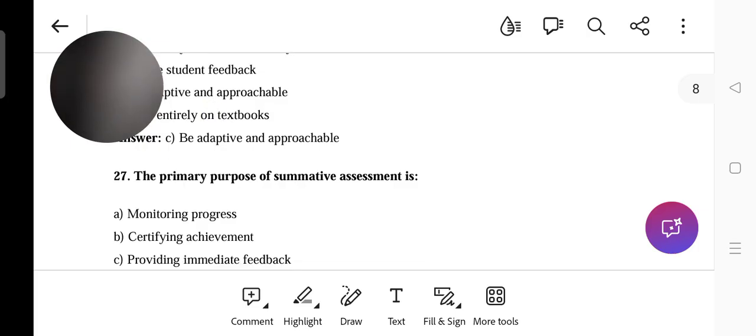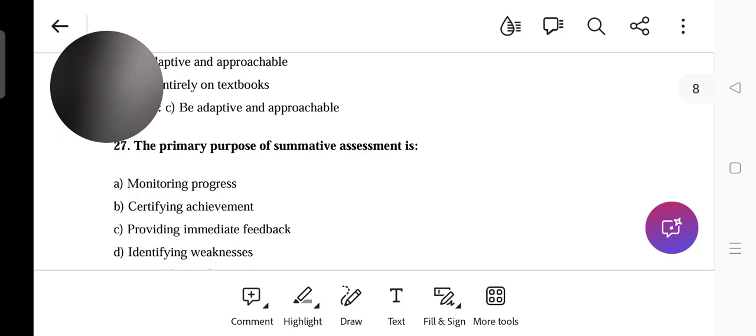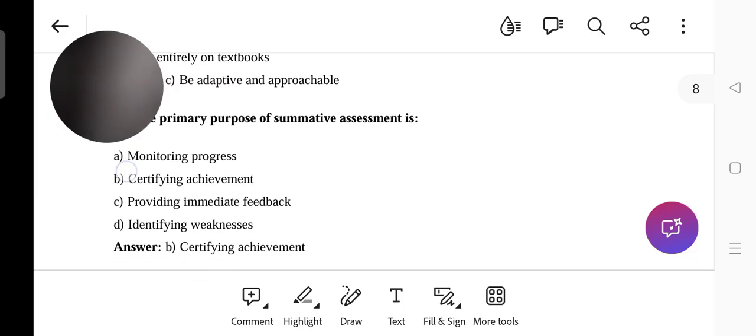The primary purpose of summative assessment is, option A, monitoring process. Option B, certifying achievement. Option C, providing immediate feedback. And option D, identifying weaknesses. So what will be the appropriate answer from the given four options?